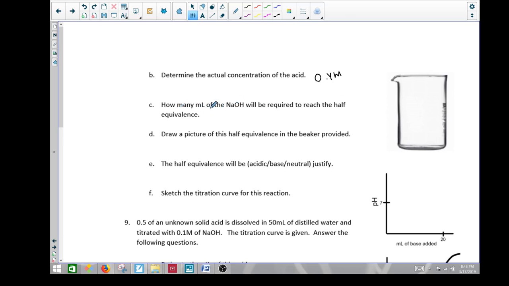How many milliliters of NaOH will be required to reach the half equivalence point? All right, so in this situation, we want to get halfway. So let's go back to here.